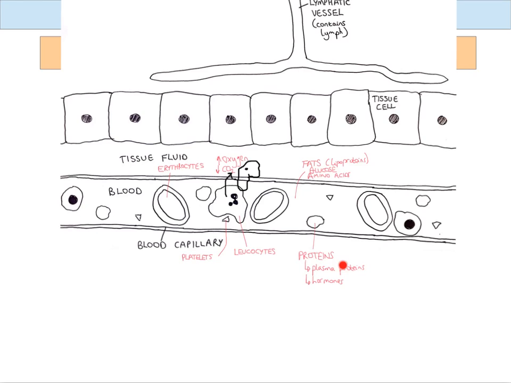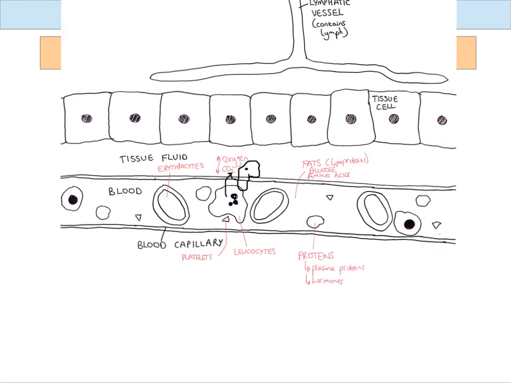Now in terms of proteins, you will still find some proteins in the tissue fluid, mainly either proteins that are secreted from the tissue cells or hormones that leave the capillaries and then bind to receptor sites on the target cells. Now that's particularly important in the liver and muscle cells, because obviously insulin has to act on those cells, which then causes them to absorb a large amount of glucose.